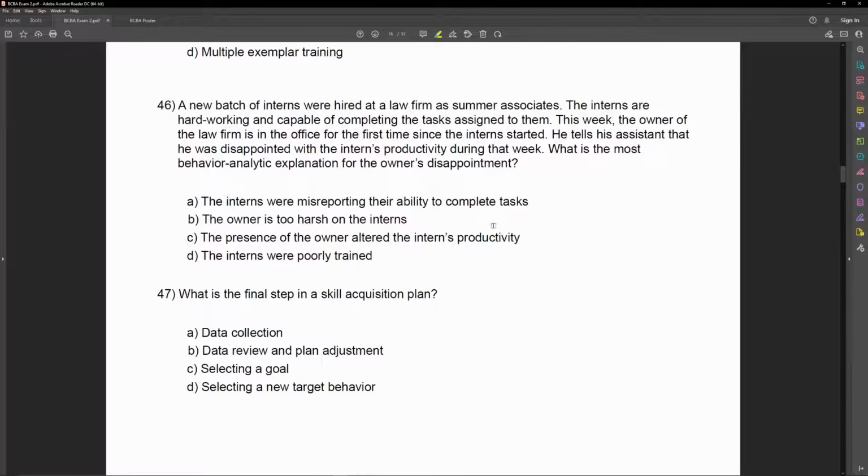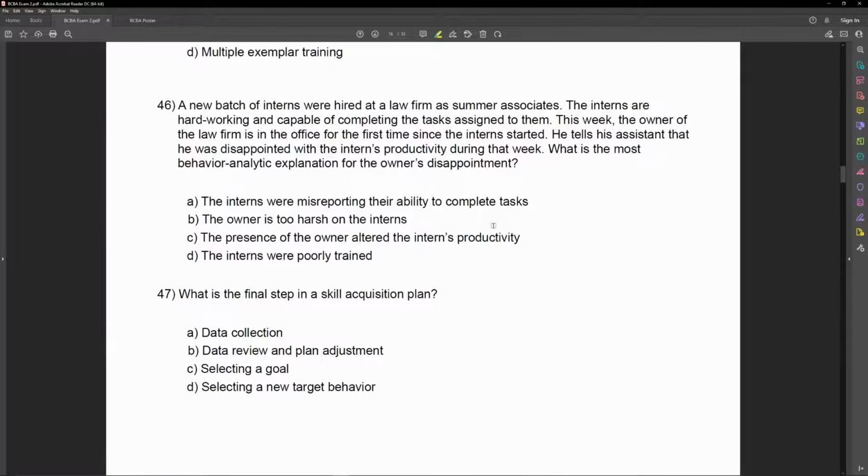A, the interns were misreporting their ability to complete tasks. Okay, maybe. But is this really a behavior analytic explanation? No, right? We're looking for something behavior analytic. How can we explain this using a behavior analytic concept? What about the owner is too harsh on the interns? Again, no, right? How do you measure, observe too harsh? You can't. We don't know anything about how the owner treats them anyway.